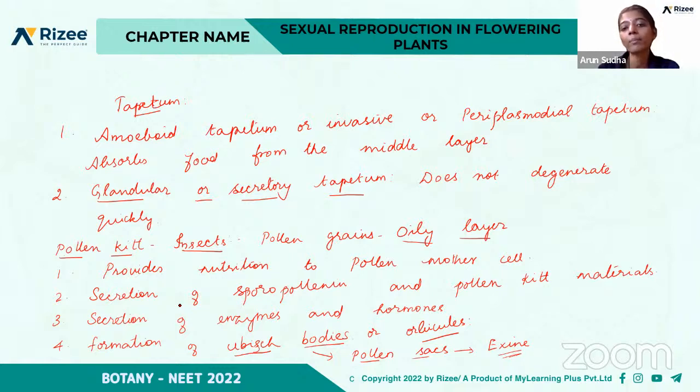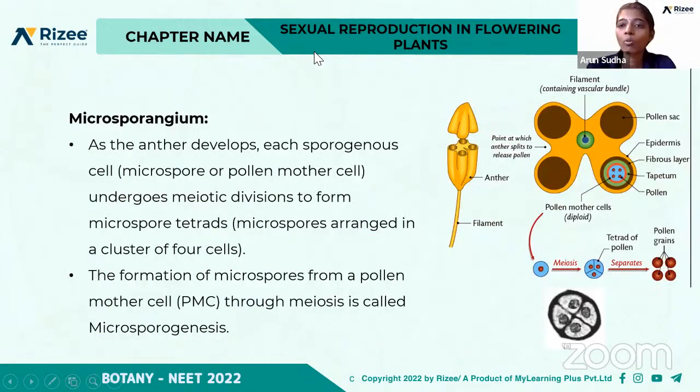Okay, so the main functions of the tapetum are that it provides nutrition to the pollen mother cell, secretes sporopollenin and pollen kit materials, is involved in the secretion of enzymes and hormones, and is involved in the formation of Ubisch bodies or orbicules. The role of these Ubisch bodies is that they are involved in the formation of the exine of pollen grains. Okay, are you clear with this? So now what happens when the anther develops? That is the development of anther.